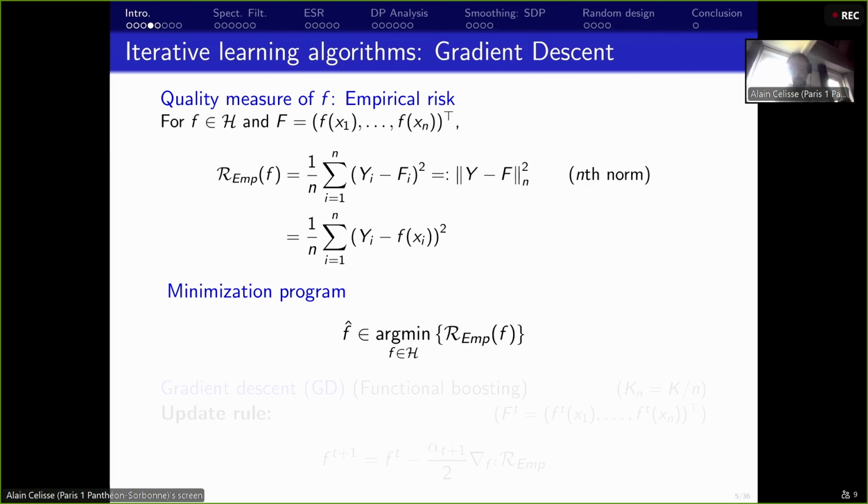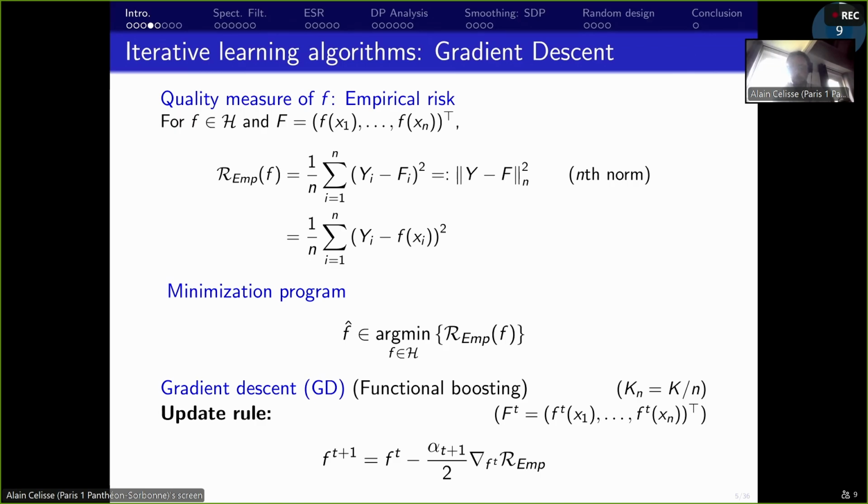And the choice I make in what follows is to approximate this f hat, to compute an approximation to this f hat, let's say, by means of gradient descent. Meaning that I will simply, using the reproducing property, which is classical in the reproducing kernel framework, show that this empirical risk as a function of f is actually differentiable, meaning that I can calculate its gradient.